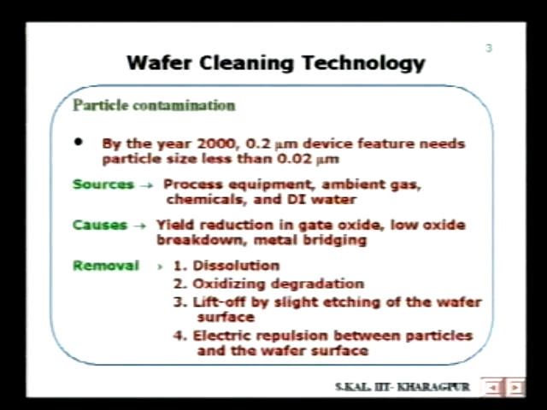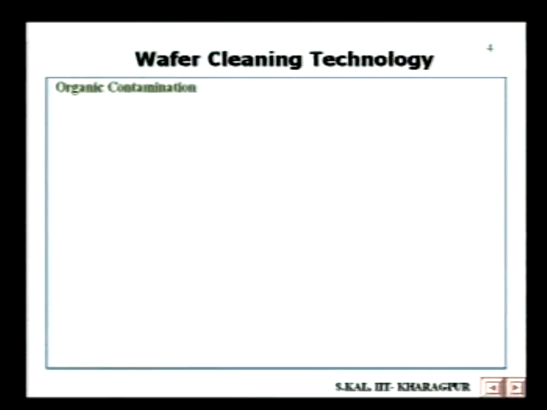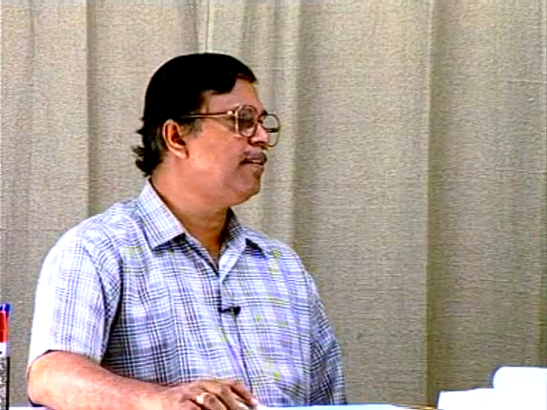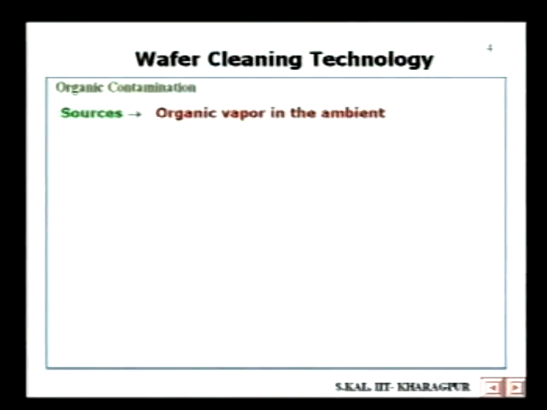in this lecture itself. Now I am coming to organic contamination. The sources of organic contamination are organic vapor in the ambient. In the cleaning of silicon wafers, sometimes we use organic gases, and sometimes organic chemicals and organic liquids, and those organic liquids may vaporize in the ambient, and the ambient may become the source of organic contamination, which may affect the devices in further processing.